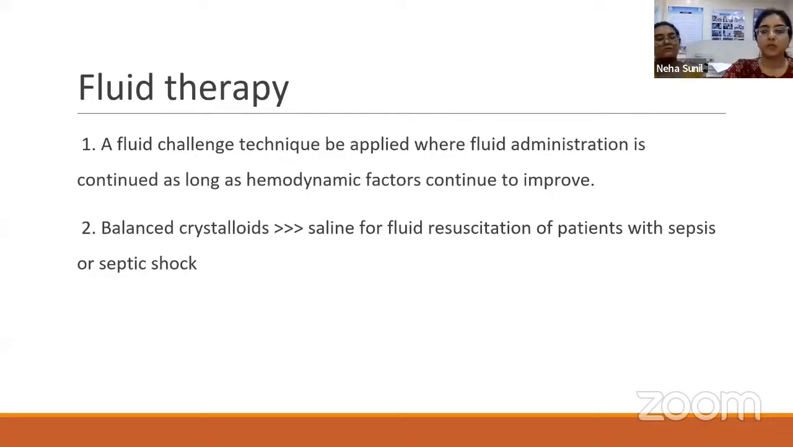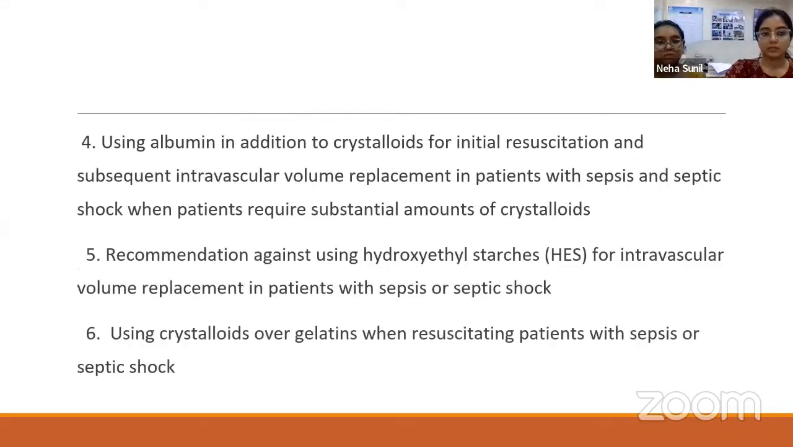Fluid therapy. A fluid challenge technique is to be applied, where fluid administration is continued as long as hemodynamic factors continue to improve. Here we see vasoplegia, which is seen in distributive shock, and which has to be treated with fluid therapy. The choice of fluid is balanced crystalloids like RL over saline, NS, because NS has a risk of hyperchloremic metabolic acidosis. Hence, crystalloids are preferred.